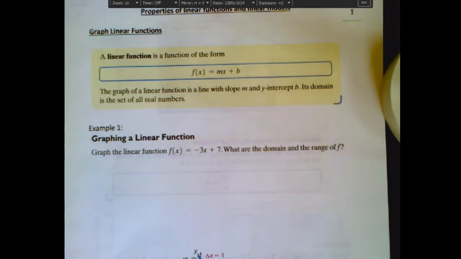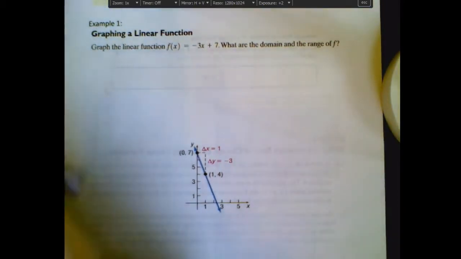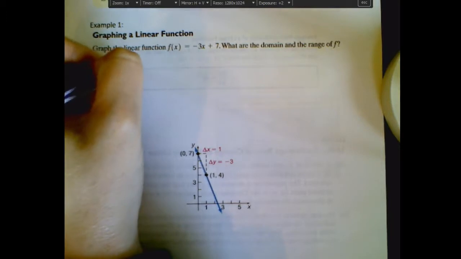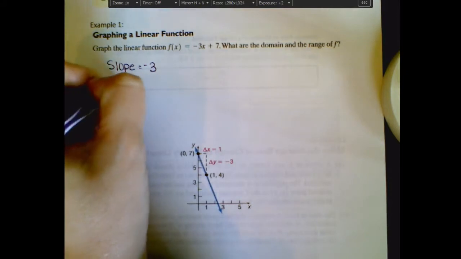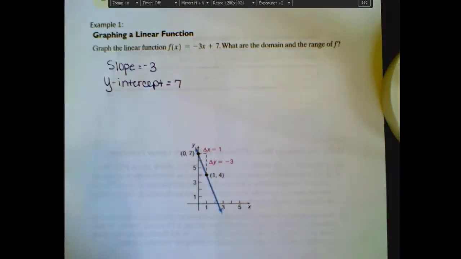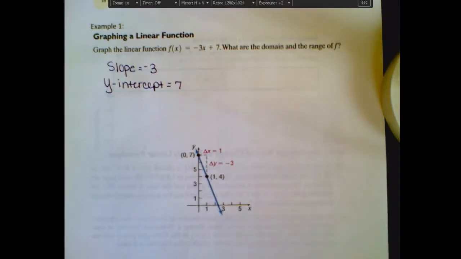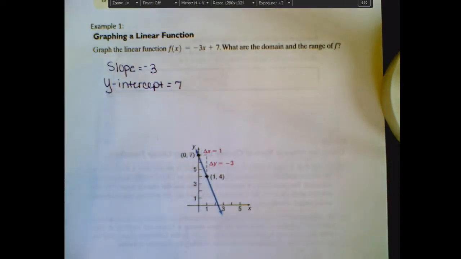So if we're looking at this one, it says what are the domain and the range. It is telling you specifically that it is a linear function, so that we know right away. This one has a slope of -3. Its y-intercept is at 7. So we could start by plotting this at (0, 7), and then we would just follow our slope up 3/1 in the negative direction, and then we could follow it down 3/1 in the negative direction.